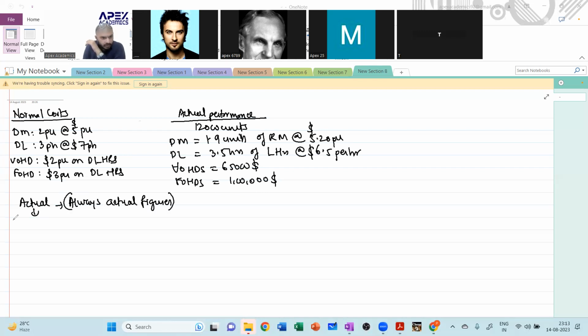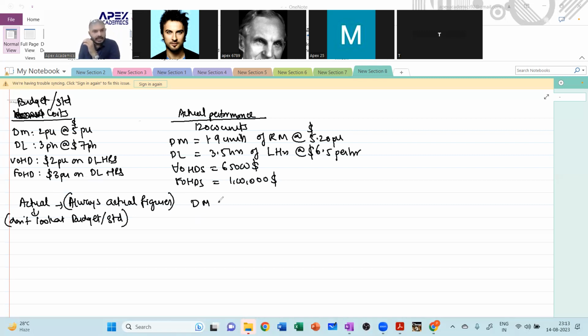When you are doing actual, don't even look at your budgeted costs or your standard costs. Don't even look at them. Don't look at budget or standard.